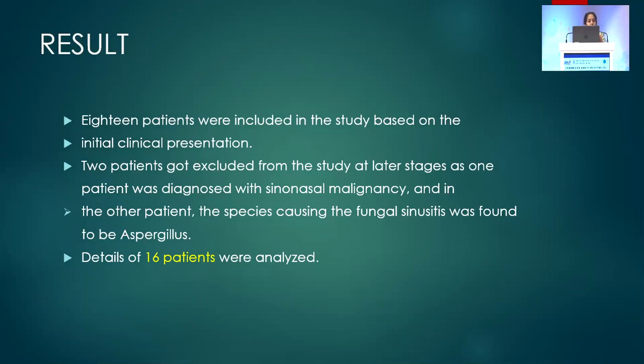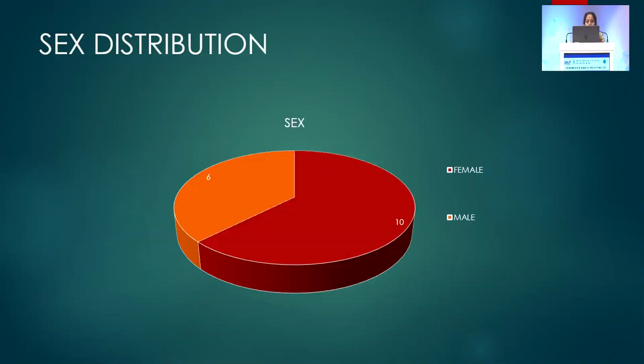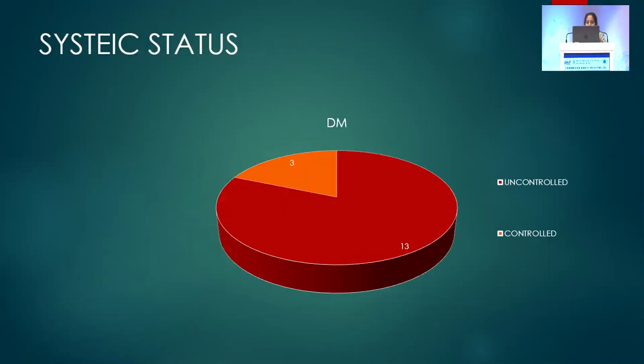Firstly we took 18 patients, but 2 patients were excluded because one came as a sinonasal malignancy and the other was diagnosed with aspergillus. So a total of 16 patients were analyzed. Depending on age, the 54 to 66 and 44 to 53 age groups were most common, and the young age group was a little less. Females were more affected compared to males. Uncontrolled diabetes mellitus was associated with the most vulnerable outcome.